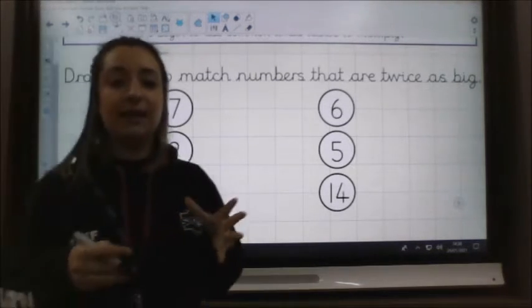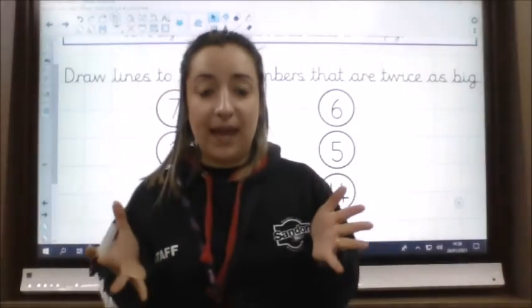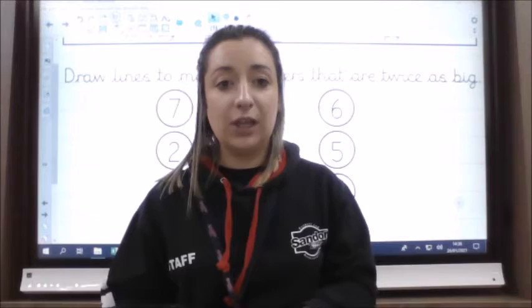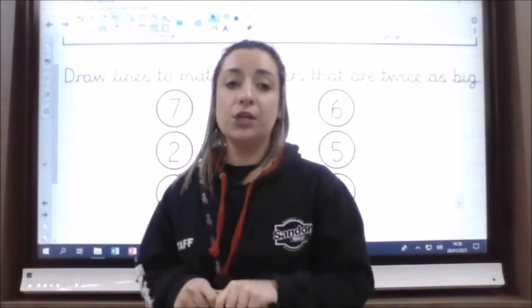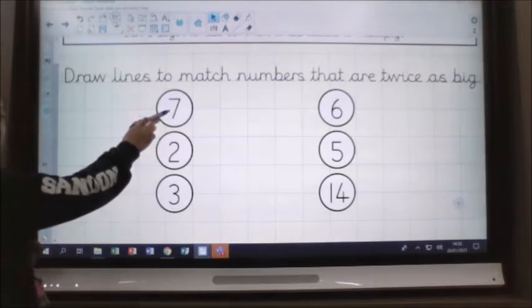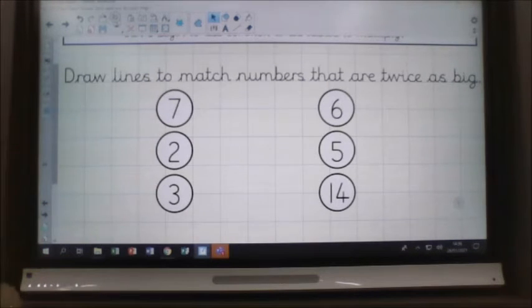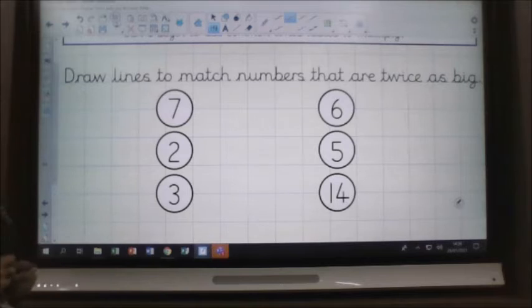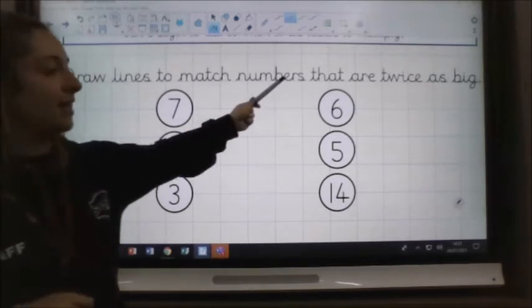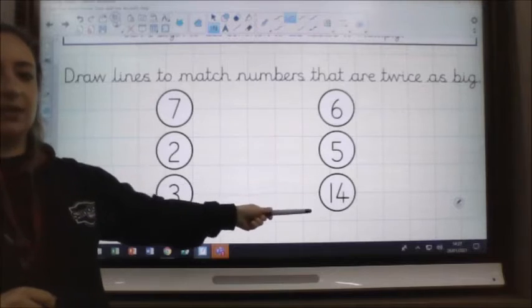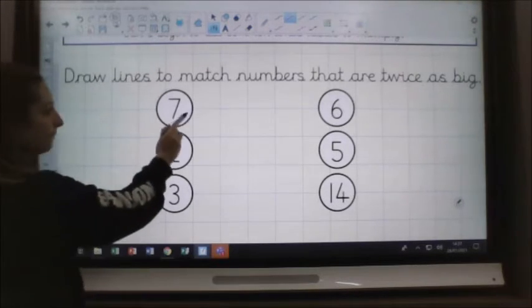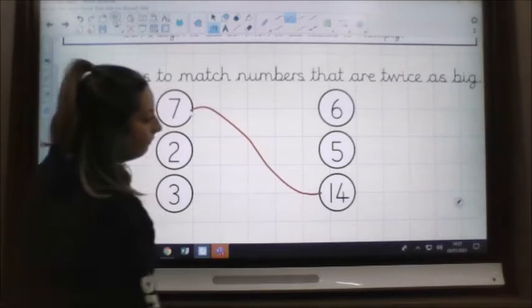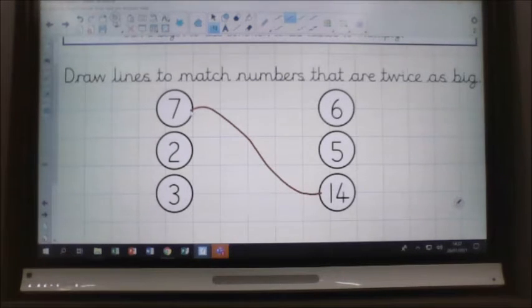Now, if you are making a number twice as big, that means that it's been doubled. And to double it, we use our 2 times table. So what I would like us to do is 2 times 7. Can you tell me what 2 times 7 is? You can tell me on the screen if you want to. So 2 times 7 is 14. Can you see the number 14 on this side? Yes, I can see that. So I can link this one to the number 14 because that is twice as big. I've doubled it and I've used my 2 times table.